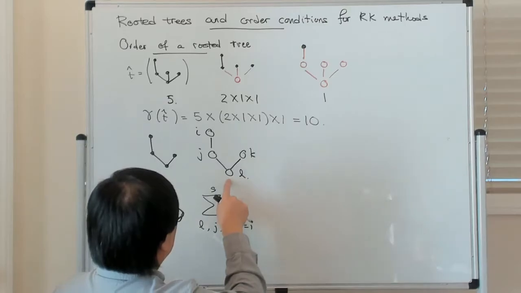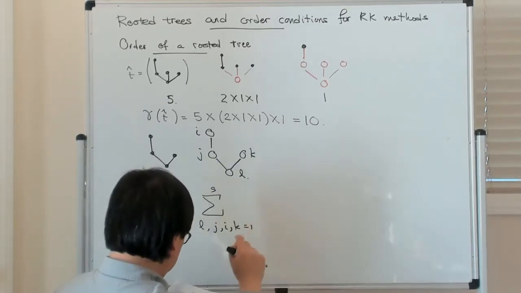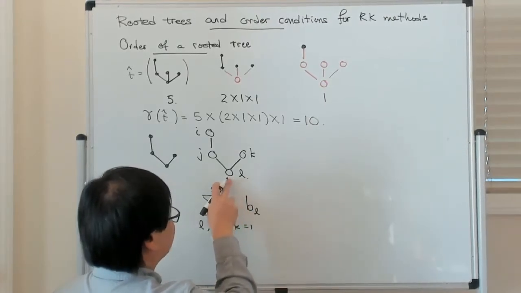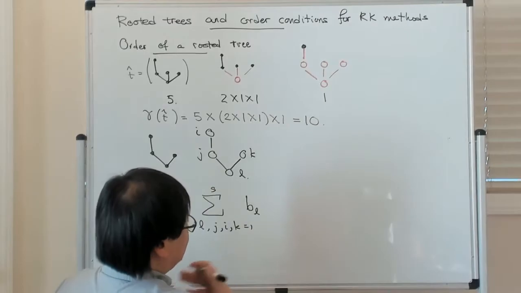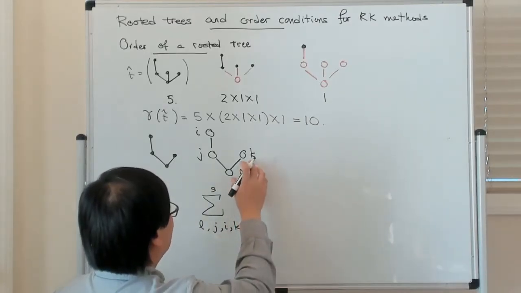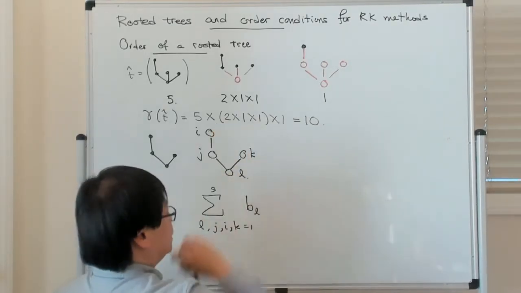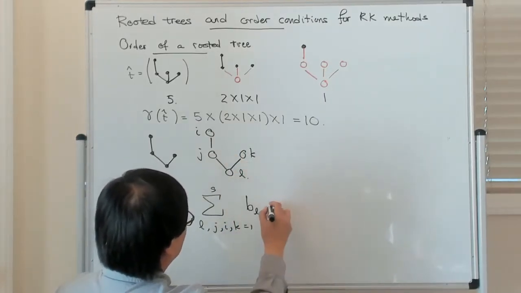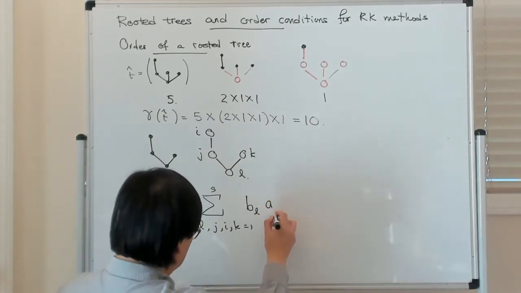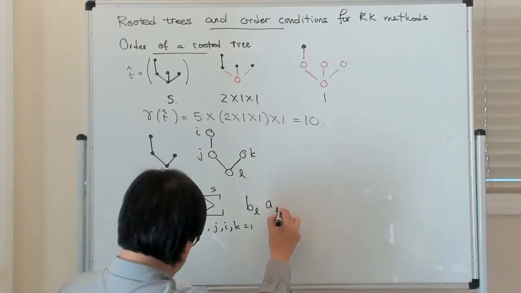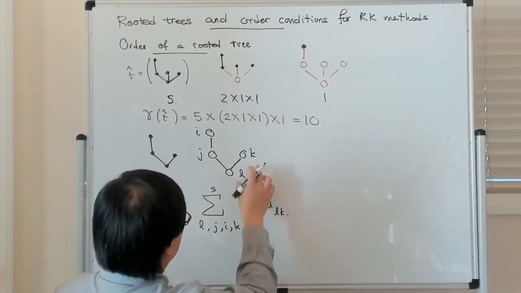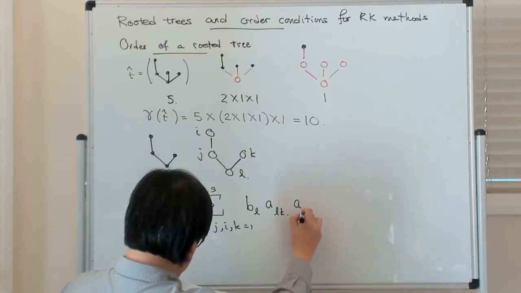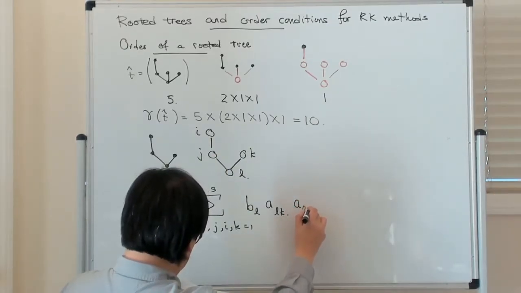So the root is related to B, and then you index it by L, which is the label you've assigned to that root. And then the A_IJ terms are related to all of the links between nodes. So here I have one link, I write this as A_LK. I have one link here between L and J, so I have A_LJ.